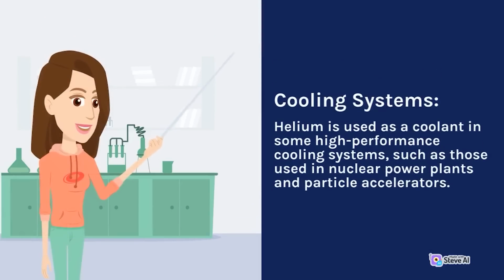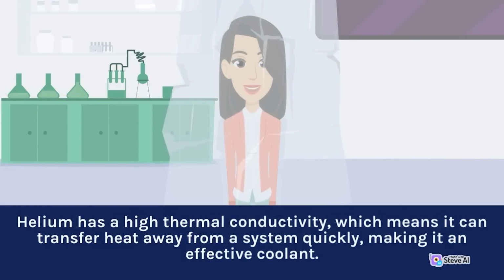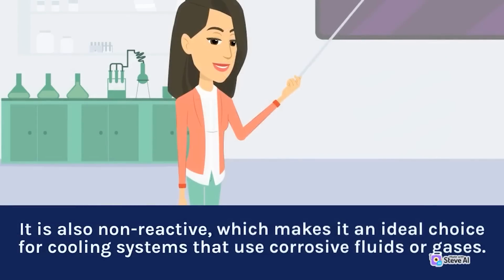Cooling systems. Helium is used as a coolant in some high-performance cooling systems, such as those used in nuclear power plants and particle accelerators. Helium has a high thermal conductivity, which means it can transfer heat away from a system quickly, making it an effective coolant. It is also non-reactive, which makes it an ideal choice for cooling systems that use corrosive fluids or gases.